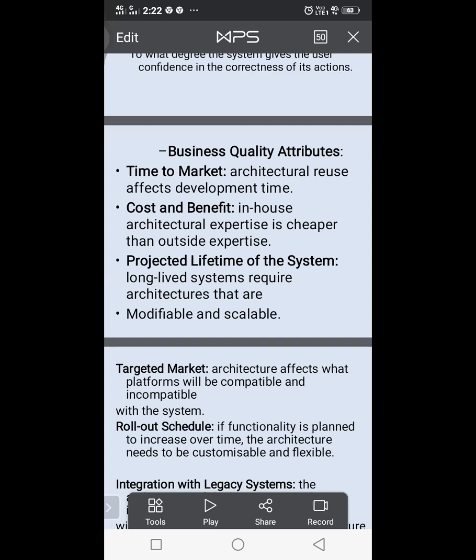If you are observing the business quality attributes, initially we are verifying the time to market. So how are we doing the market? Next, how much investment is there and how much profit is there. Next, project lifetime of the system. Long-lived systems require architectures that are modifiable and scalable.